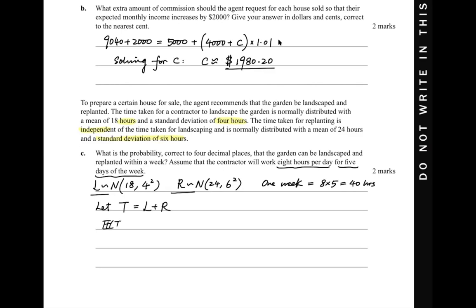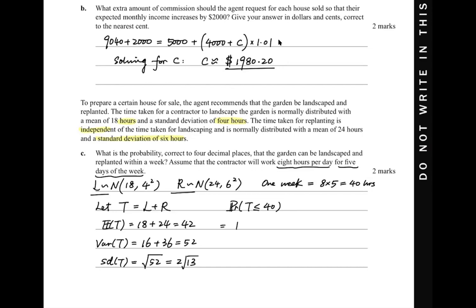The expected value of T is 18 plus 24, which is 42. The variance of T is 16 plus 36, which is 52. So the standard deviation of T is the square root of 52. If you like, write it as 2 root 13. So the probability of T less than or equal to 40 will be a standard normal random variable, Z smaller than (40 take away 42) over 2 root 13.